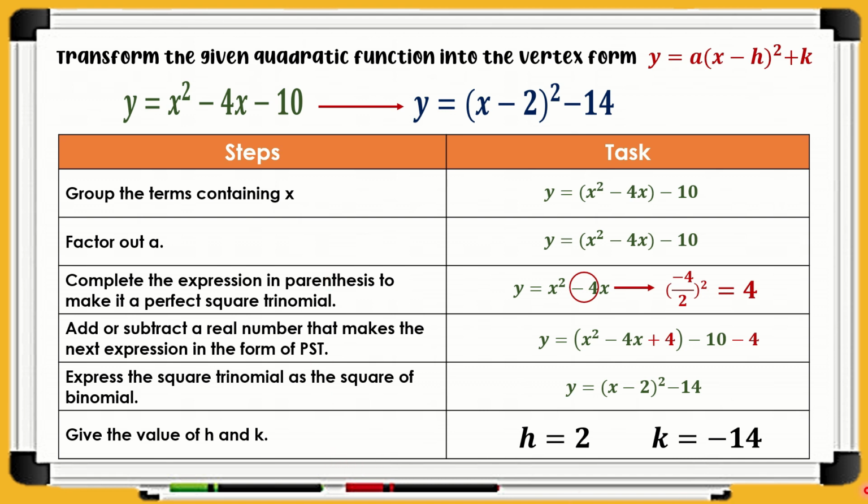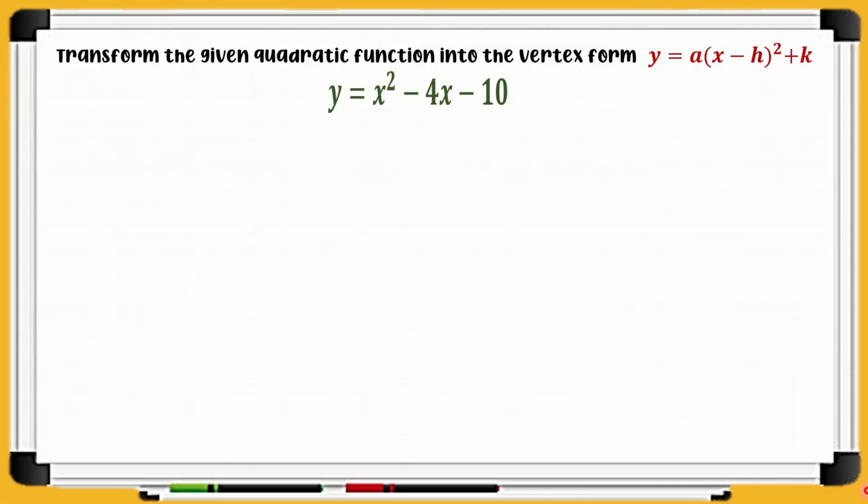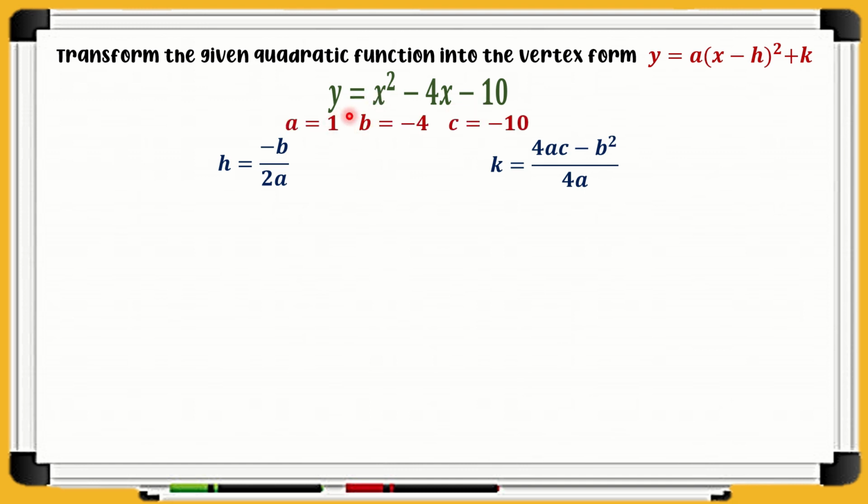There is also another way of finding the values of h and k and transforming the general form into the vertex form. How? It is through the given formulas. I'll transform y = x² − 4x − 10. Let's see if the formula for h and the formula for k will give us the same answer as the vertex form that we obtained from our first activity. The formula for h is −b/2a, and the formula for k is (4ac − b²)/4a. Since we need the values of a, b, and c, let us get them from our equation. So we have a = 1, b = −4, and c = −10.